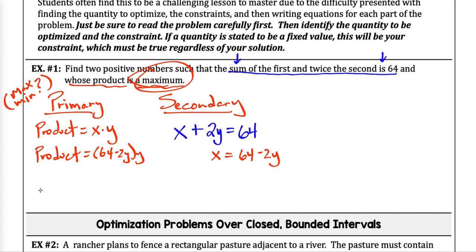Tyler? What would you do from here? So our goal was to take the derivative and set it equal to 0 or undefined.